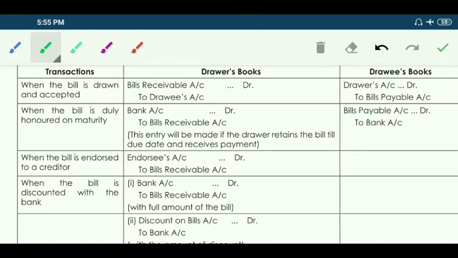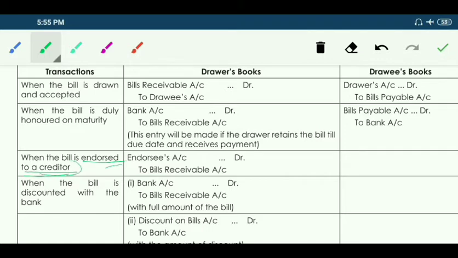Next, the third transaction is when the bill is endorsed to a creditor. This is also a simple entry. If we understand the concept, we can easily identify it.